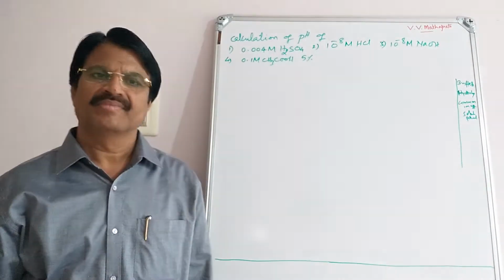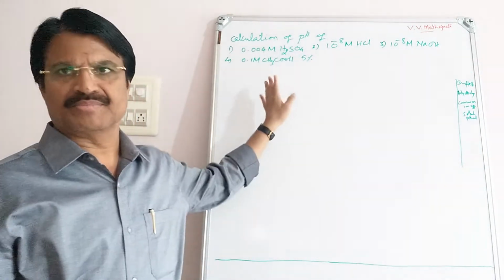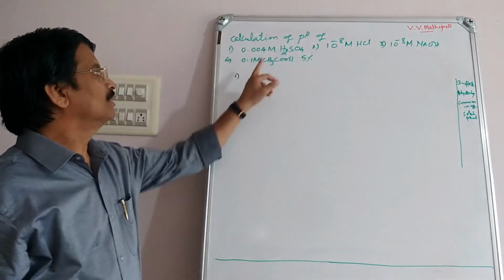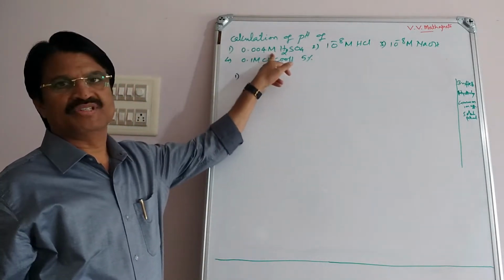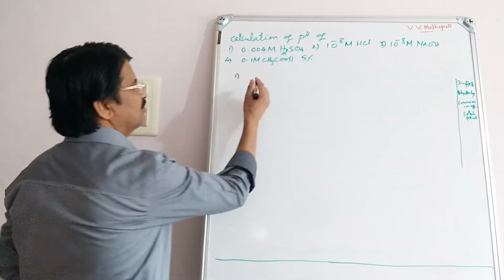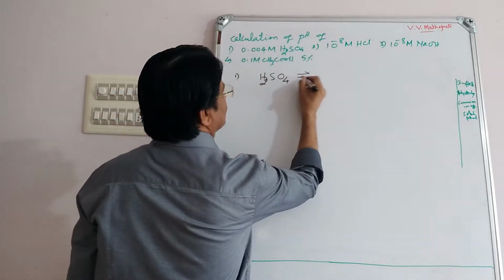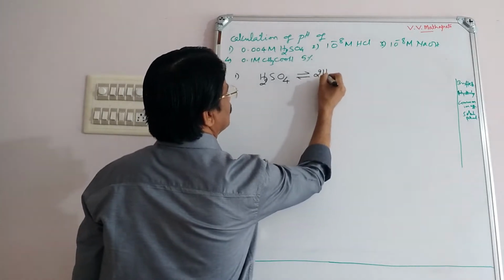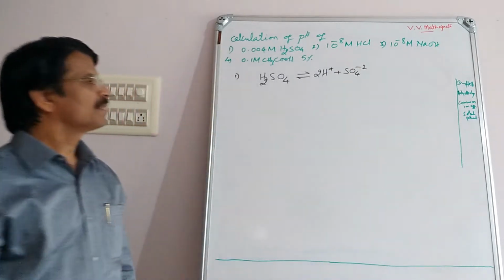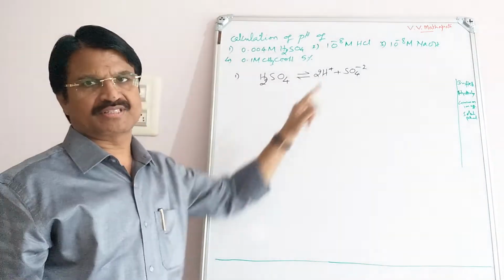Hello students, today we will study how to calculate pH of some solutions. First one, calculation of pH of 0.004 M sulfuric acid. In case of sulfuric acid, H2SO4 reversible to 2H plus. So 1 mole of sulfuric acid can produce 2 moles of hydrogen ions.